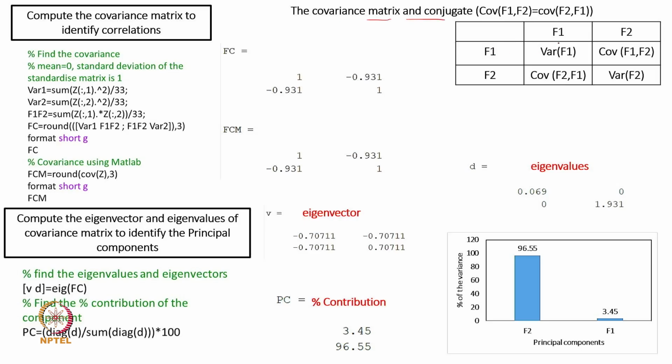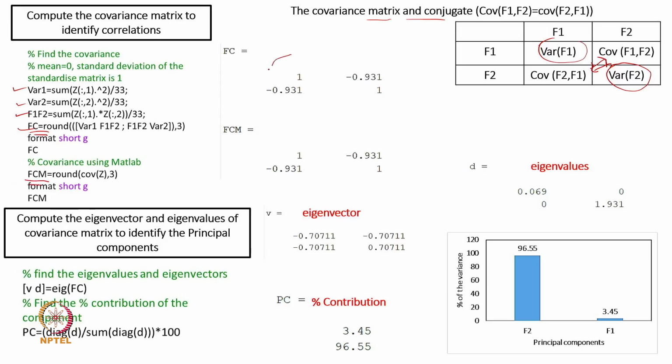Covariance in this case, F1 versus F1, will be the variance of F1, and F2 and F2 the variance of F2, while the covariance of F1 and F2 and of F2 and F1 will be the same. So these values too will be the same. That is why we are saying the variances of F1 and F2 and the covariance can be calculated using this one. Again, we have also calculated using MATLAB to get the same results.